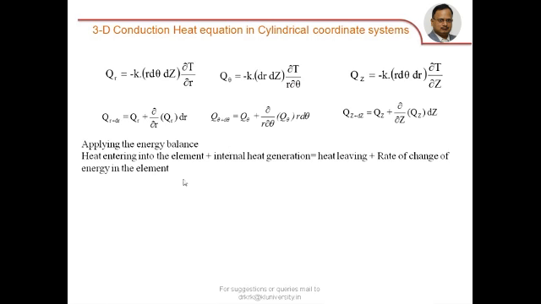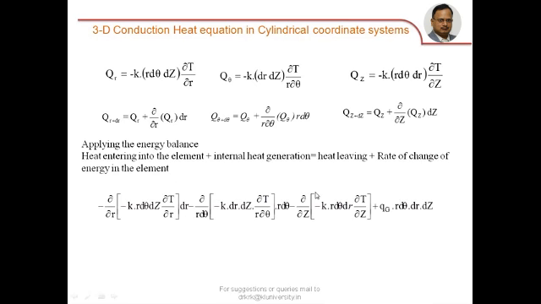Now applying the energy balance, the heat entering the element plus the amount of heat generated internally is equal to the heat leaving the element and the rate of change of energy in the element, or accumulation of energy within the element.